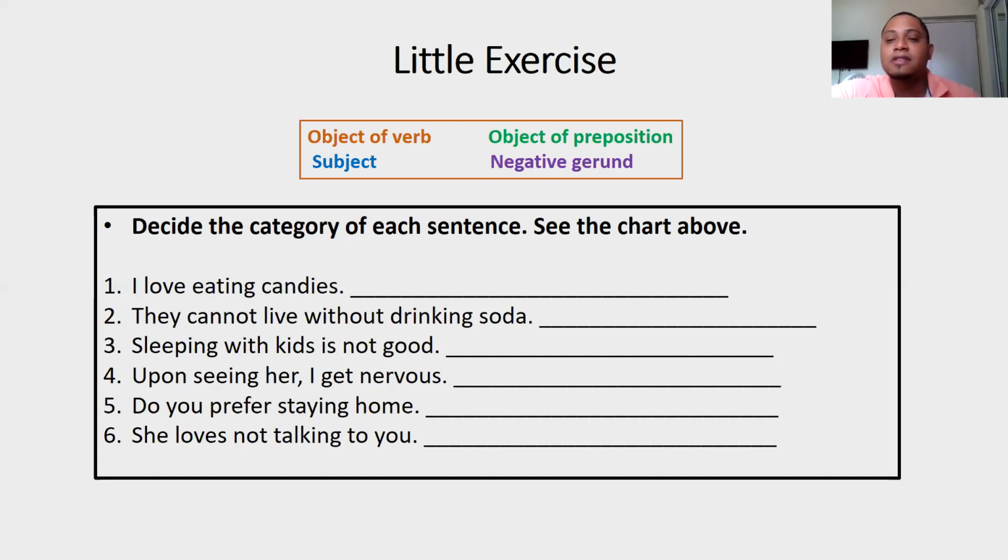After listening to this explanation about the use of gerunds in sentences, I have a little exercise for you. I have 6 sentences here, and you will have to decide to which category each sentence falls into. I have object of a verb, so you have to check the gerund, see what its function and position are, and decide which type it is. You will take one of these categories and write it on the line.